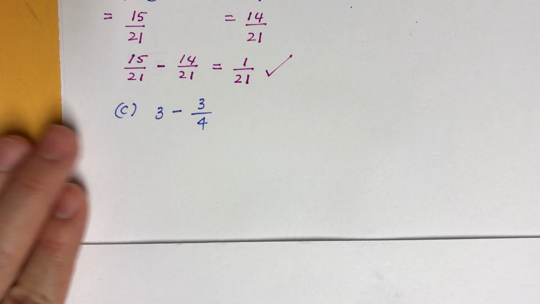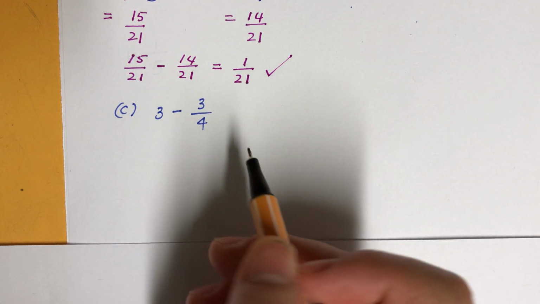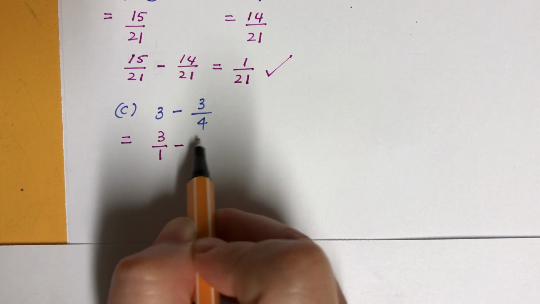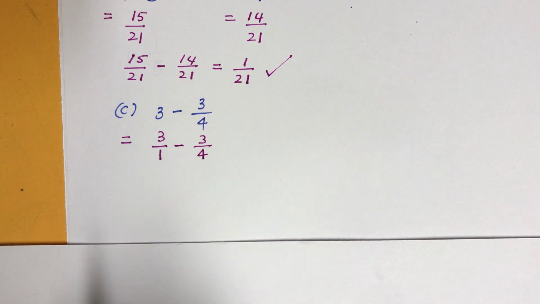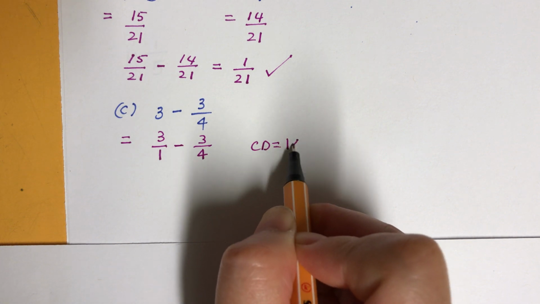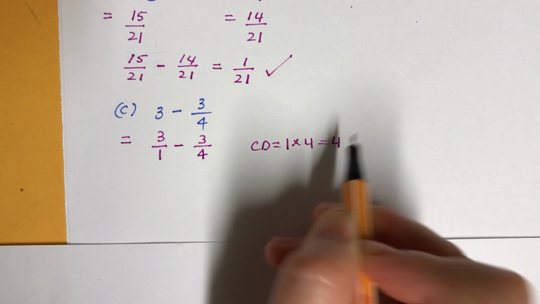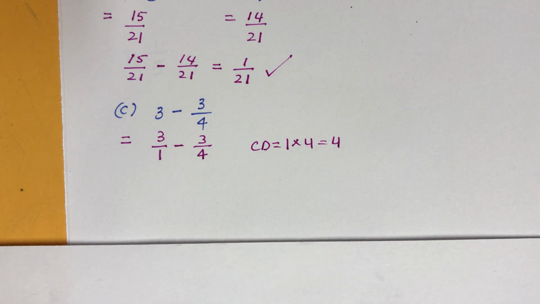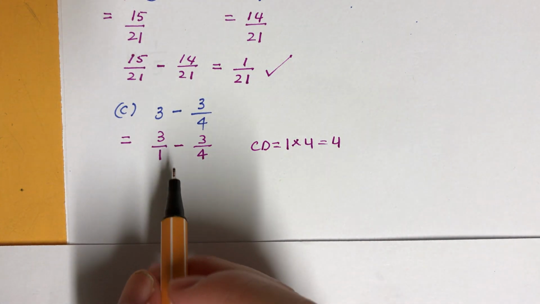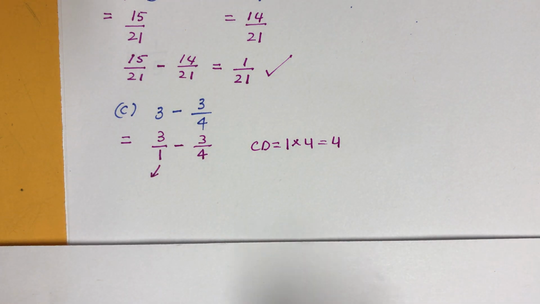third example. Now, 3 minus 3 over 4. We can rewrite this as 3 over 1 minus 3 over 4, so that I can see there's two fractions. The 3 is really 3 over 1. Now, my common denominator will be 1 times 4 equals 4. Why? Because 1 and 4 are not in the same family, so I'm just going to times them. Now, this one is already in the form of common denominator 4. All I have to change is this. Okay, so I'm going to change that.